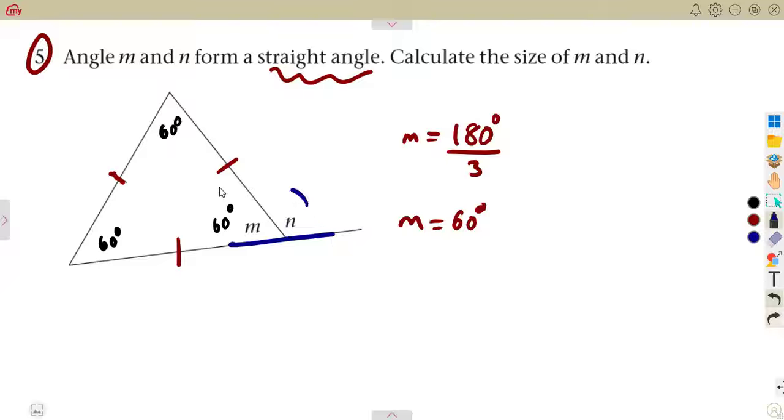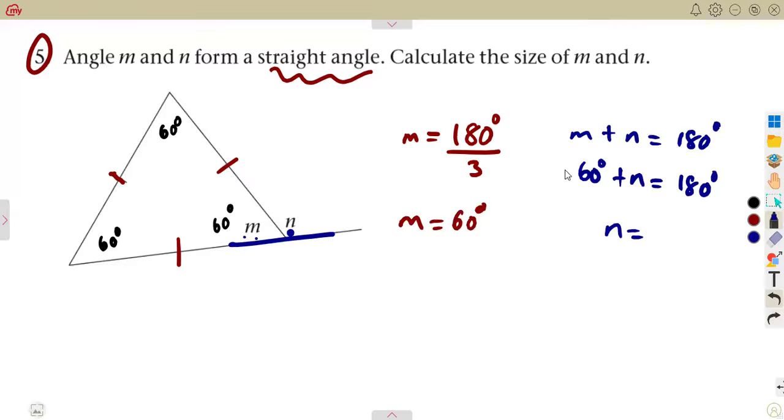Straight angle. Angles on a straight line give us 180 degrees. So angle M plus angle N is supposed to give us 180 degrees. But we have already calculated angle M, which is 60. So 60 degrees plus angle N is supposed to give us 180. We can calculate N. Take the 60 degrees to the other side of our equation. There, it will be a minus 60 degrees. So that is 180 minus 60, which is 120 degrees. So that's our angle N.